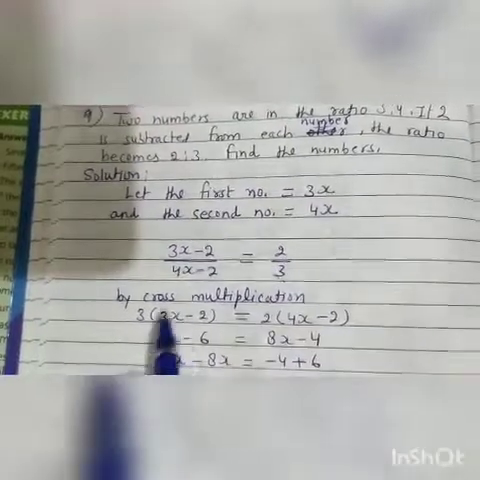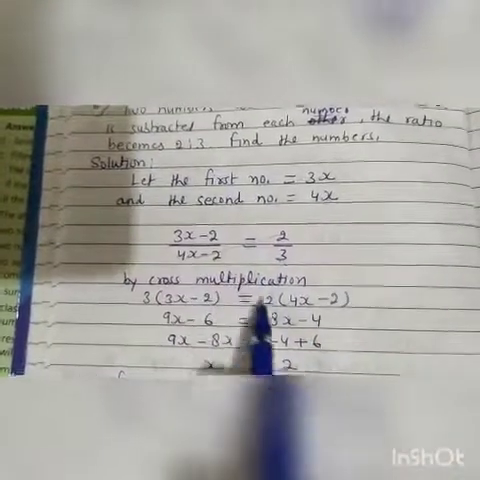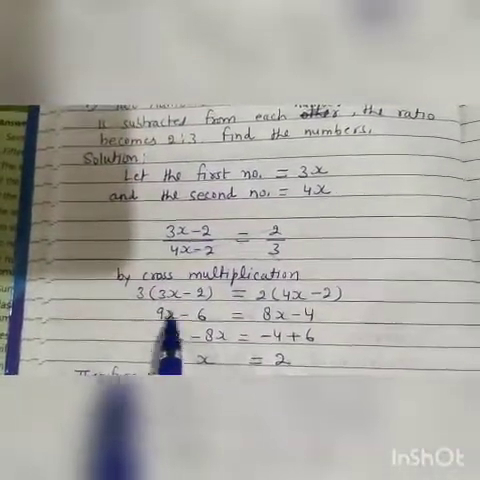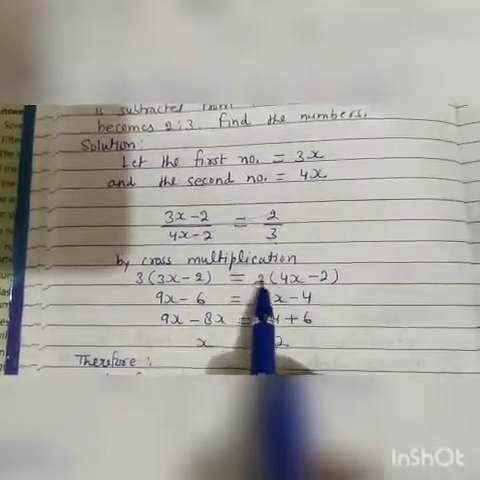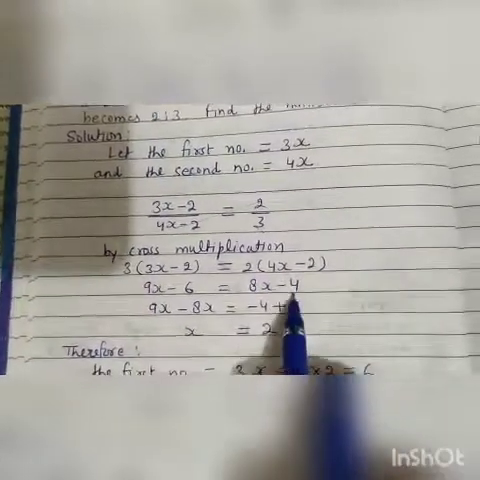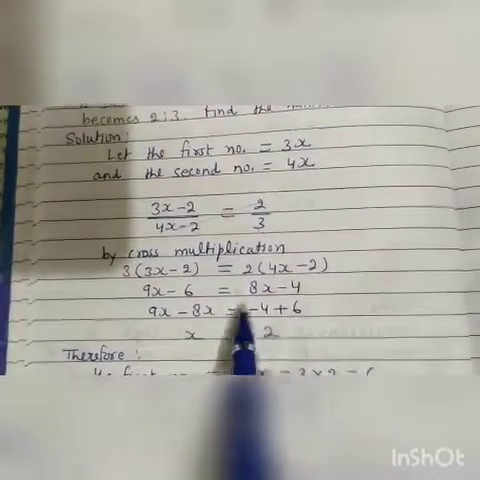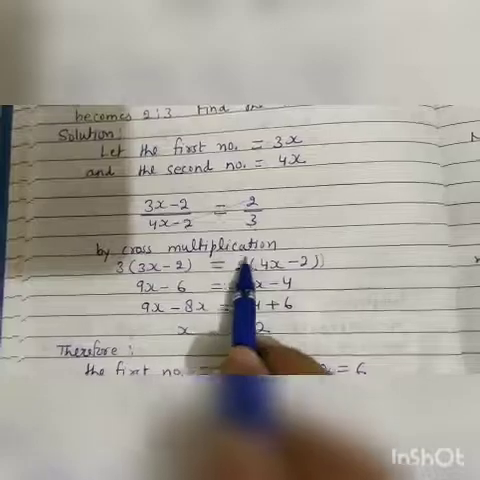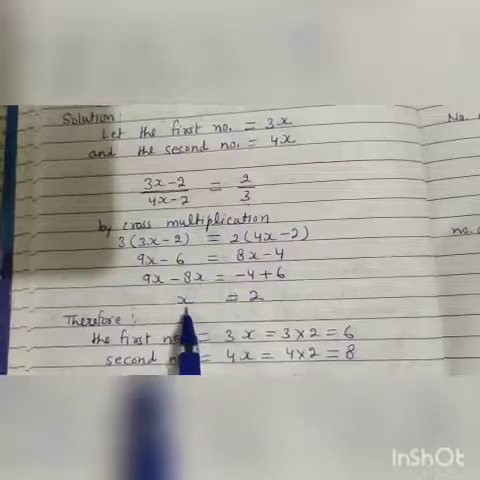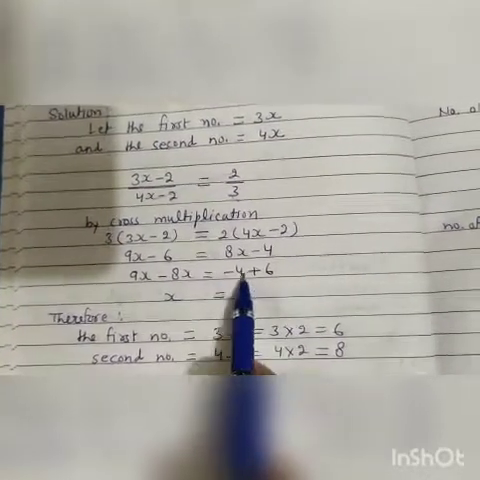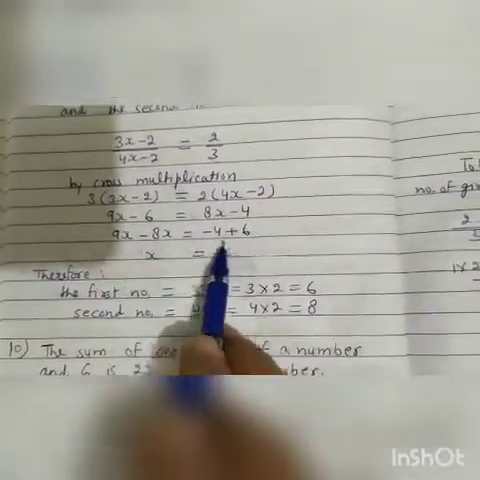Now by cross multiplication, 3 multiply by this 3x minus 2 equal 2 multiply this 4x minus 2. Then 3 times 3 is 9x minus 3 times 2 is 6, equal 2 times 4 is 8x minus 2 times 2 is 4. Now this 9x, take this 8x this side, minus 8x equal minus 4. This one, take this minus 6 from left to right side, it becomes plus 6. Then 9x minus 8x is equal x equal minus 4 plus 6. We will subtract this 4 from 6. It becomes 2. So value of x is equal 2.